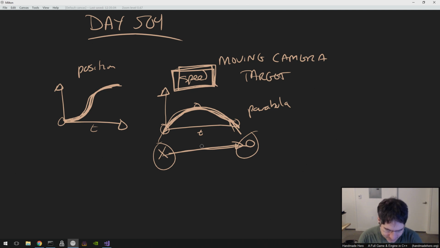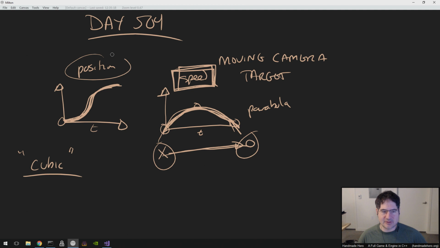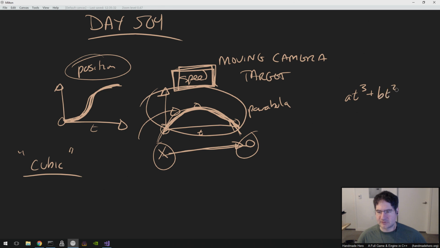Then what we could think about is maybe what we're really saying is we don't care so much about the cubic, right? The cubic is a way of getting the position by having previously integrated this parabola, right? Because we're doing at^3 plus bt^2 plus ct, right? This is our equation for our position, right?